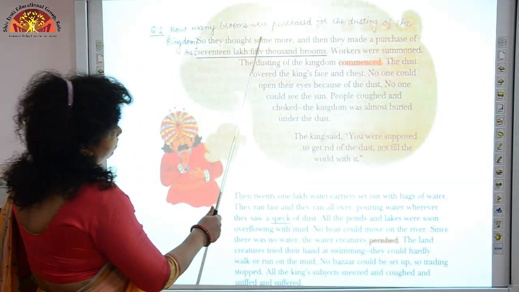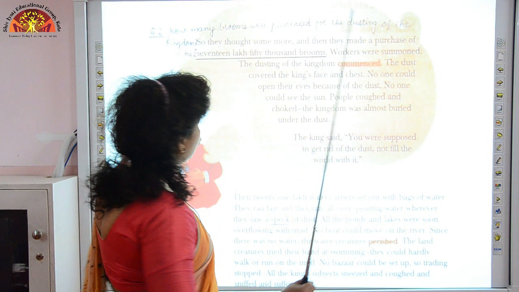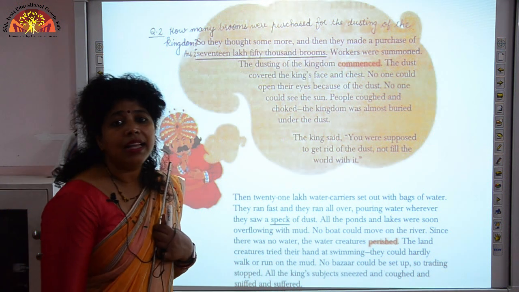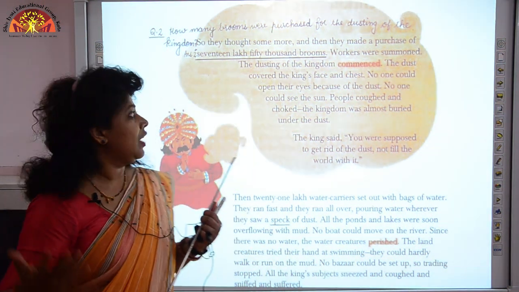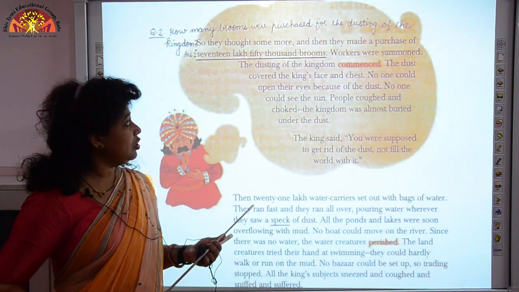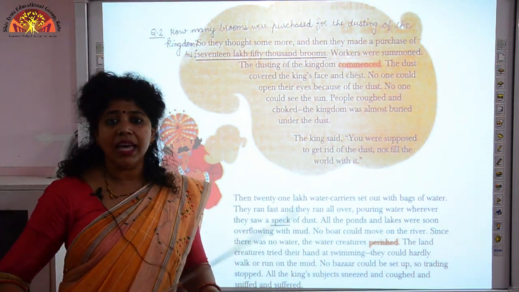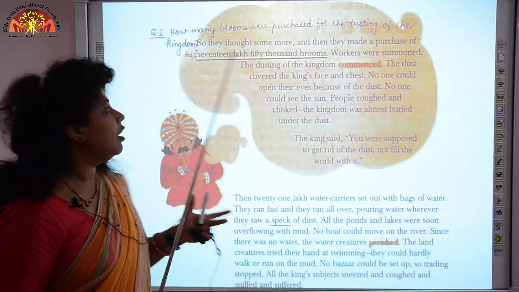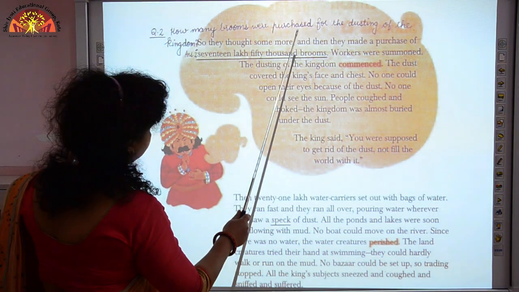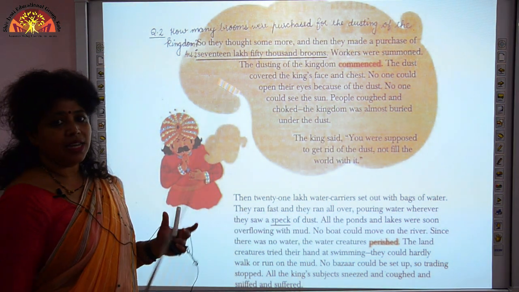So they thought some more, and they made a purchase of 17,50,000 brooms. So these wise men, these learned men, in order to protect themselves from the king's wrath or anger, thought some more and came up with a solution. What was the solution? They decided that they would make workers dust the entire kingdom to clear the kingdom of dust. So they made a purchase of 17,50,000 brooms, and workers were summoned or ordered to carry out the dusting of the kingdom.